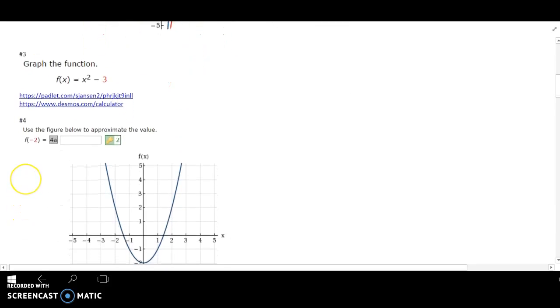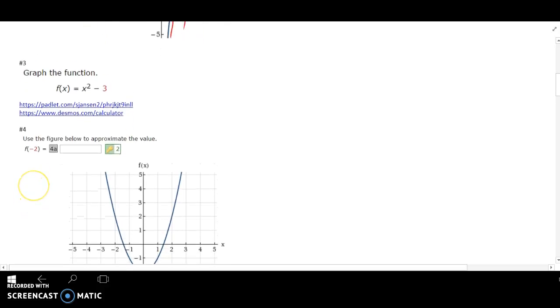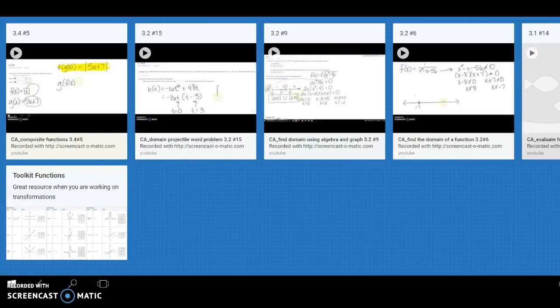Okay, so now let's go to the third one where it says graph the function. Let's go to the toolkit where we can see the basic shapes of all of our graphs. We're dealing with x squared minus 3, so we really need to know, what does x squared look like? So here we are with all of our information in our help Padlet. I'll click on our toolkit.